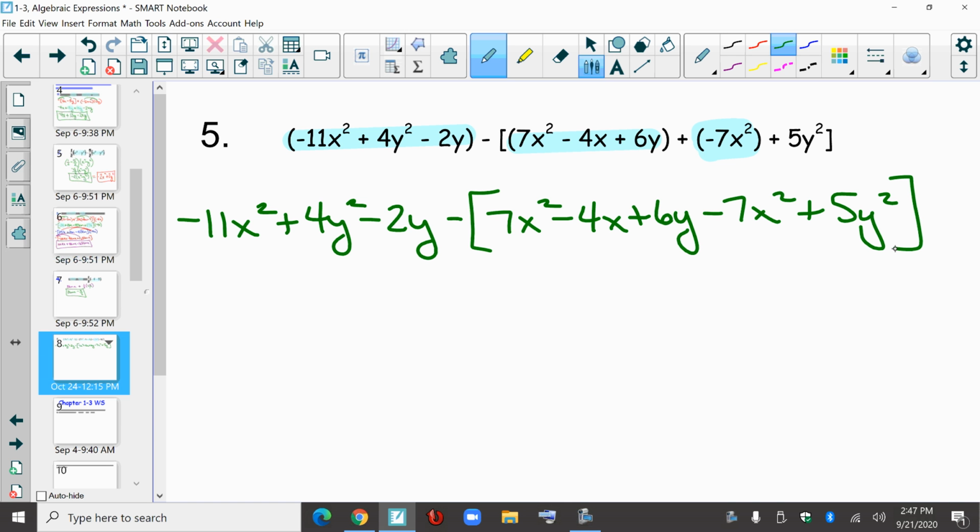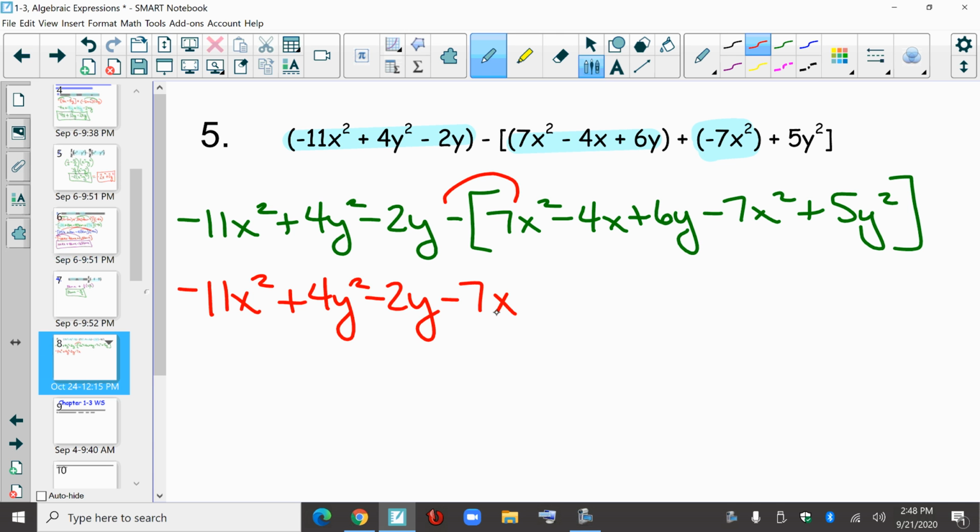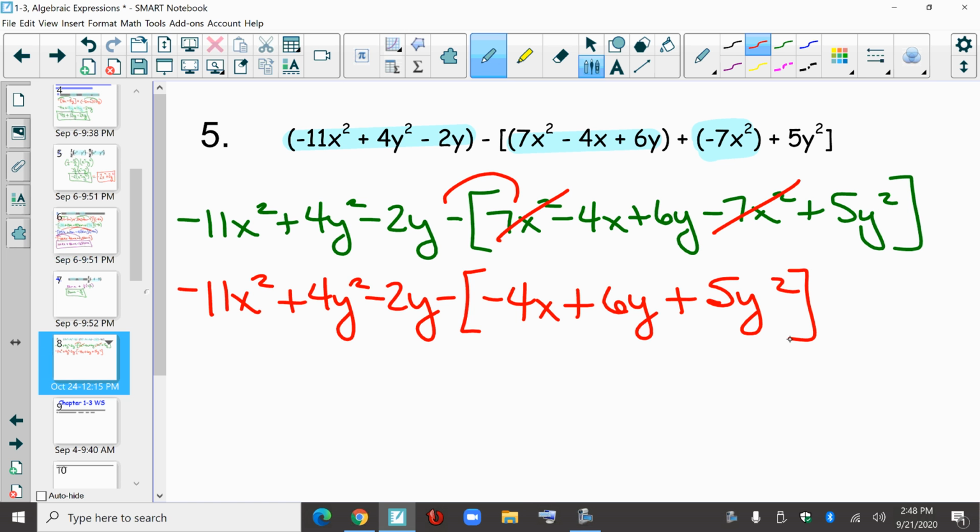So now I'm going to go ahead and distribute. I drop down everything to the left of the bracket, and I distribute the negative into the bracket. Ooh, I do not. Sorry. Before we do that, we needed to check for like terms. So now I need to look at my like terms, and I need to say, hey, those 7x squareds cancel out, and I drop down everything that's left. Then we distribute the negative, recopying everything to the left of the bracket.